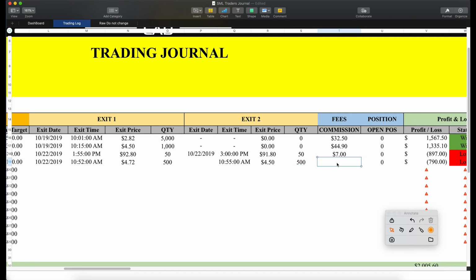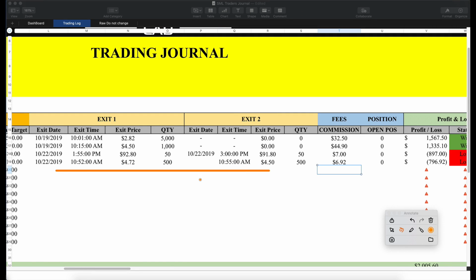Next, my commissions. You guys can also get commissions from your platform, and you get your end of the day trading statement on how much money you spent on commissions. Let's say I spent $6.92. That automatically gets factored in here too, because I obviously want to see how much I'm paying in commissions, especially if you guys are trading options, because options obviously have a higher commission amount than just taking on shares.